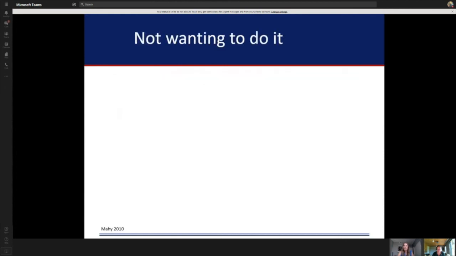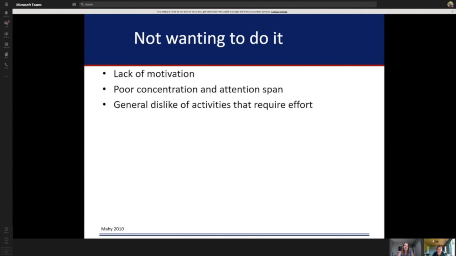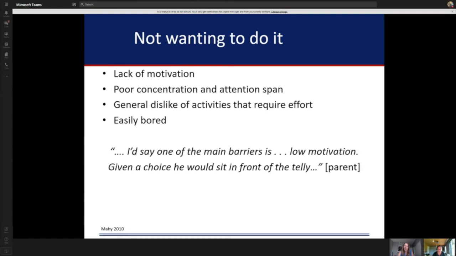And then we have the person with learning disabilities or Down syndrome just not wanting to do it. I think we've all run into those participants with just the lack of motivation, poor concentration or attention span, and sometimes a general dislike of any activities that require any effort. And sometimes they get easily bored. And then parents cite that as one of the main barriers: low motivation. Given a choice, he would sit in front of the telly all day.